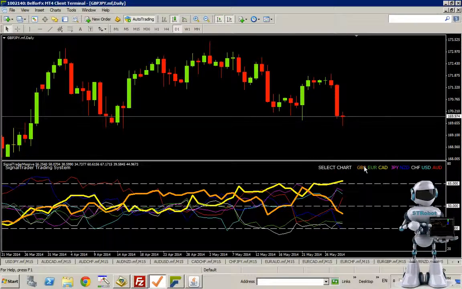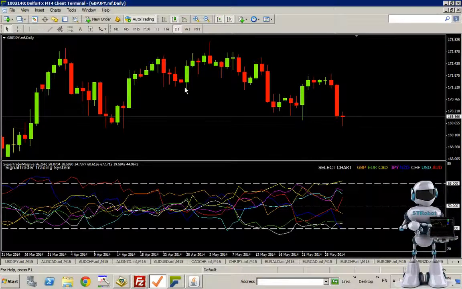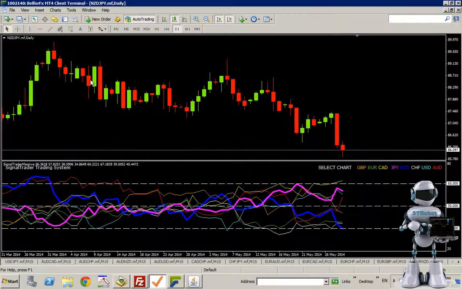But you can also actually switch the chart. At the moment this is sterling yen, so I'm going to select chart, and I'm going to choose New Zealand yen. It doesn't matter if I get it around the wrong way. You see it's changed to the New Zealand yen daily chart. Now what else we're going to look at? It's also highlighted the two New Zealand yen currency percentages. One's in blue and one's in purple.